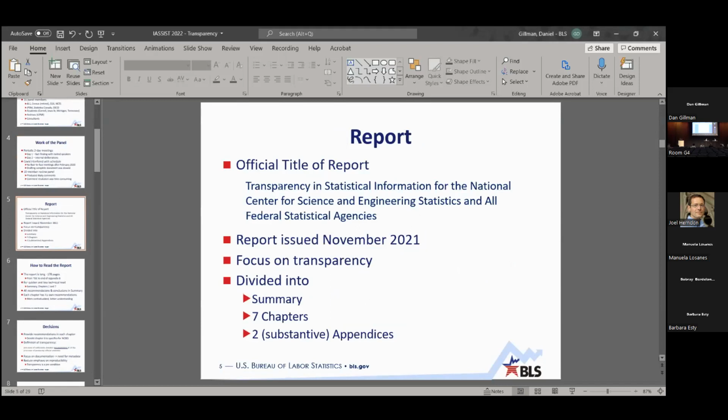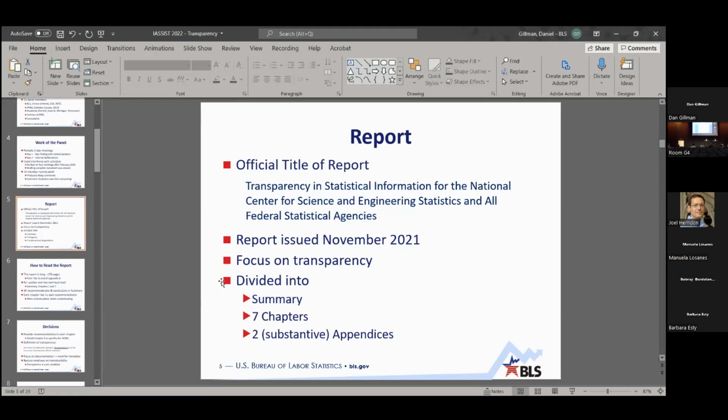The official title of the report is Transparency and Statistical Information for the National Center for Science and Engineering Statistics and all federal statistical agencies. I actually don't remember agreeing to that. It's a mouthful, but anyway, that's what it's called. It was issued last November, and the focus is on transparency rather than reproducibility.